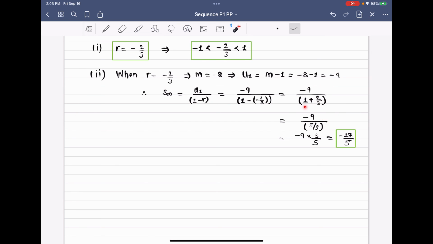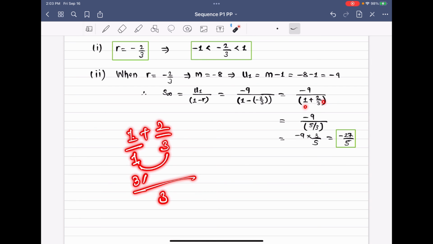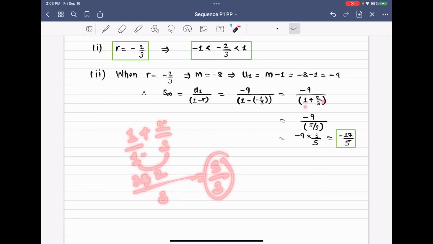Negative 9 as it is. 1 plus 2 by 3 is like this. Base is not same. 1 into 3 is 3. 3 times 1 is 3. 1 times 2 is 2. 3 plus 2 is 5. 5 divided by 3 is the answer of the denominator.